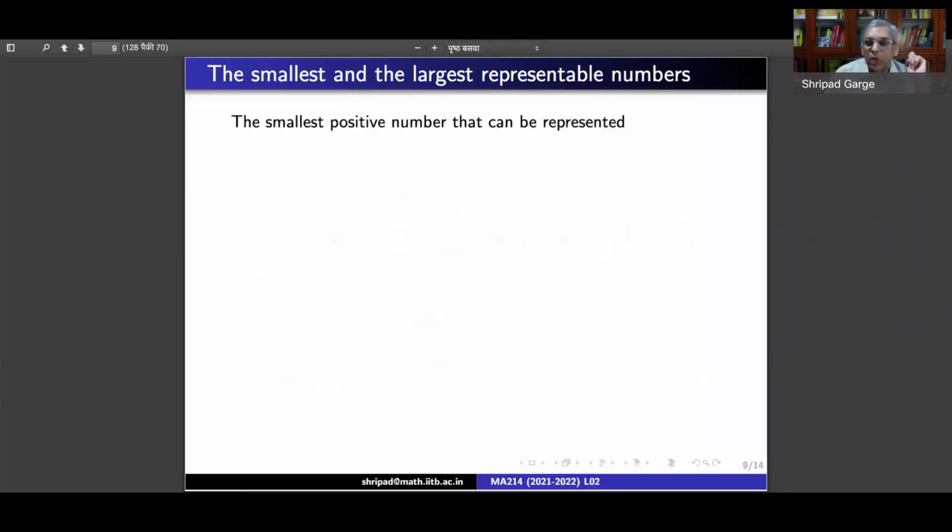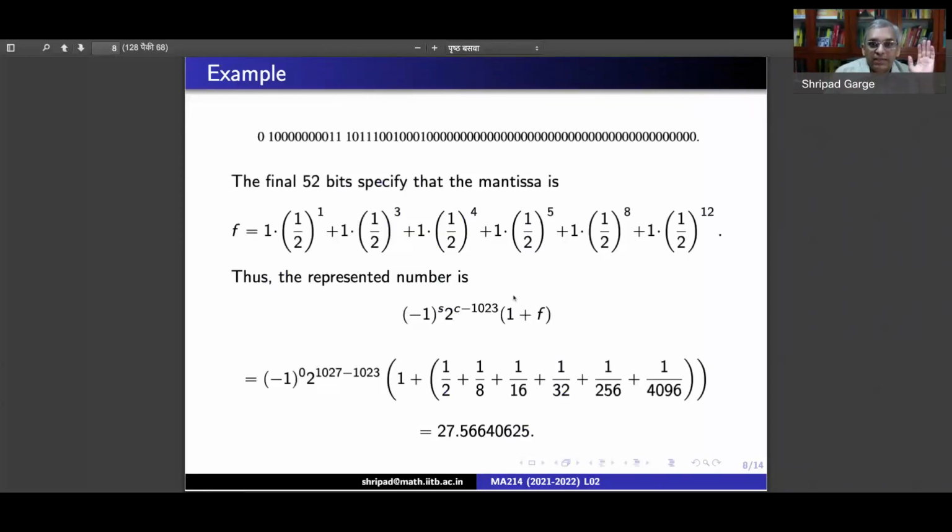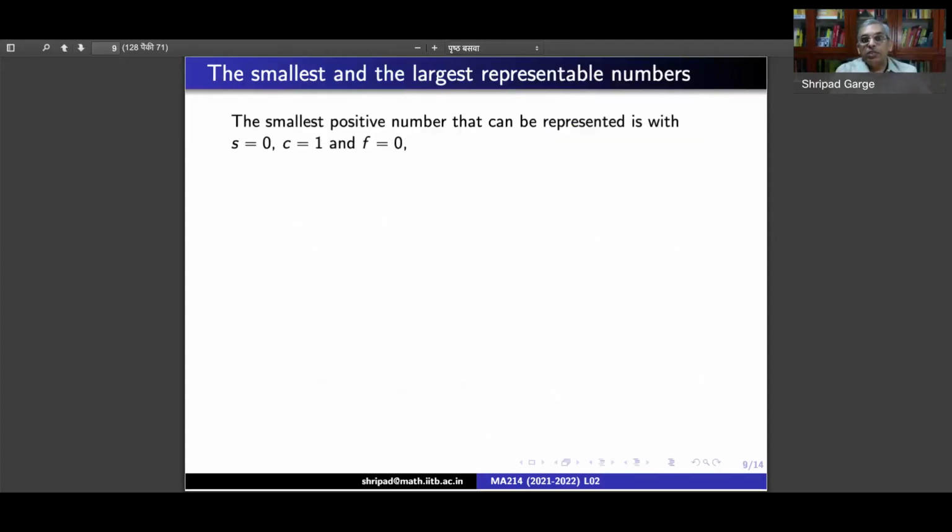So in fact, for the smallest number, remember what we have is s, then c minus 1023 and 1 plus f. Whenever we are looking at the smallest number, let's say that we are looking at positive numbers, so our s is positive. Now c has to be the smallest possible, and f has to be the smallest possible naturally. So it is s equal to 0, c is 1, and f is 0. So we are looking at a non-zero number.